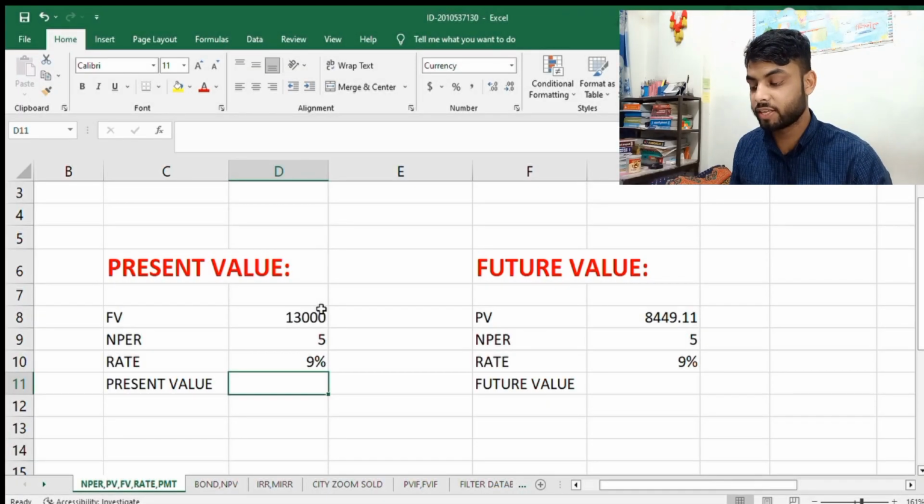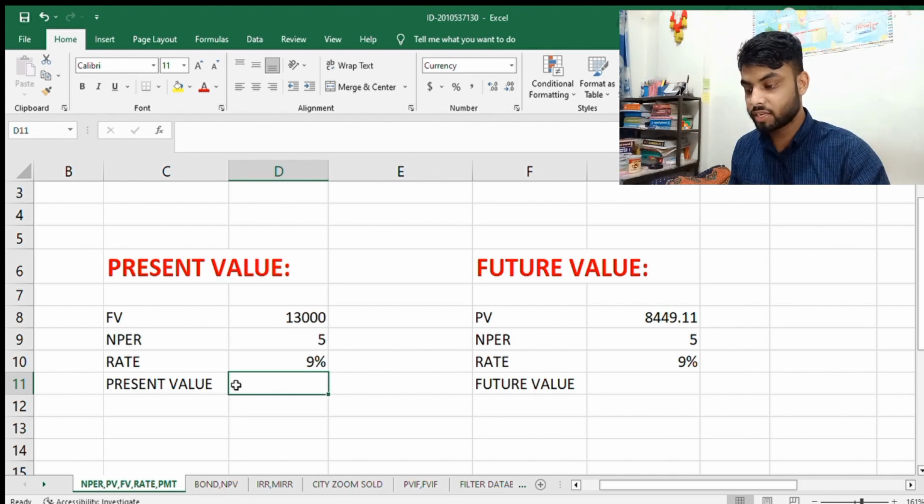As you can see on this screen, today we will calculate present value and future value in Microsoft Excel. At first, we will calculate present value. For this, the given info: future value 13,000, number of periods 5, interest rate 9%. Then we can easily calculate present value.